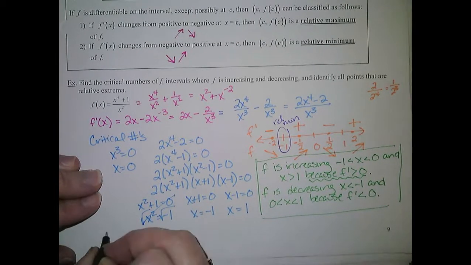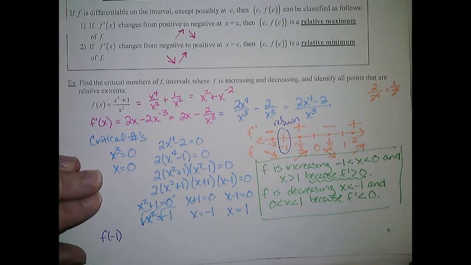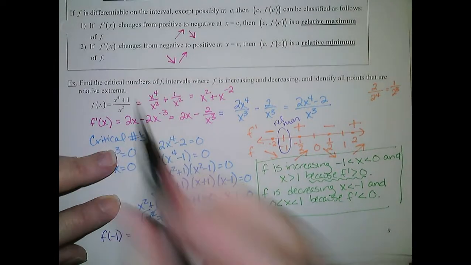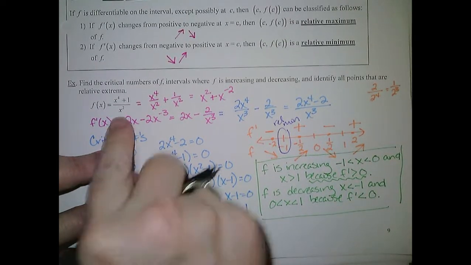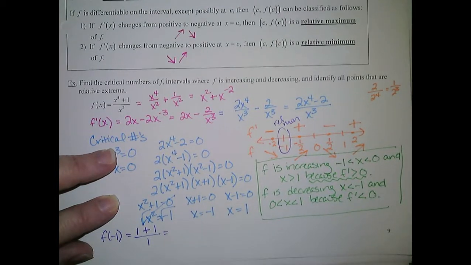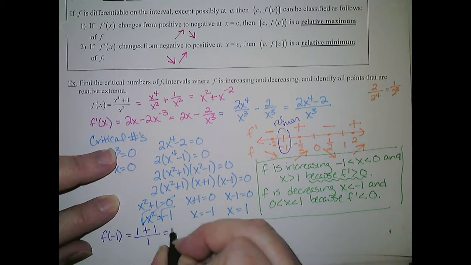Well, let's see what happens. At -1, I have -1 to the 4th is 1, plus 1, divided by -1 squared is 1. So we would have 2 divided by 1 is 2.